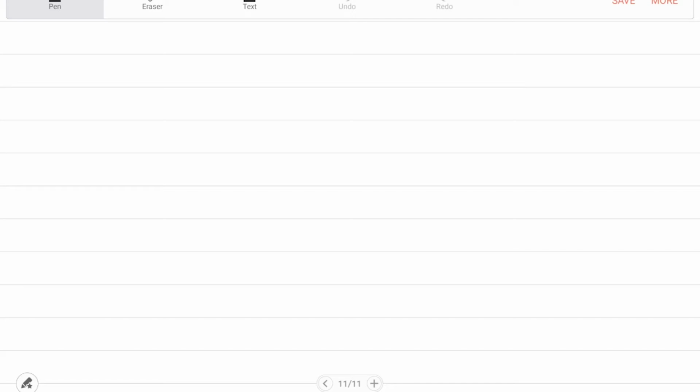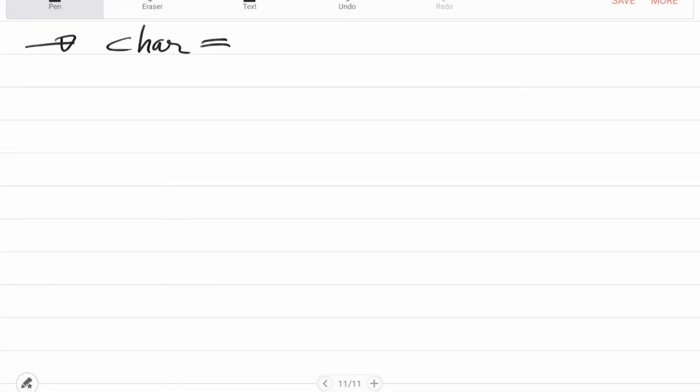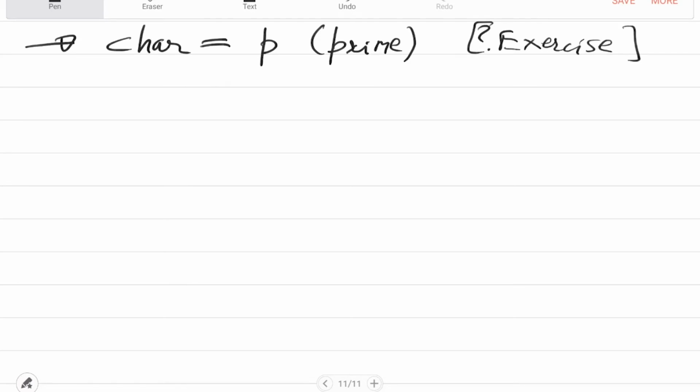So what can it be? The characteristic of a field, what can it be? It can be zero, of course. Yeah, the other option is only prime. So that I leave as an exercise. So this is an exercise: why should every field have characteristic either 0 or prime?